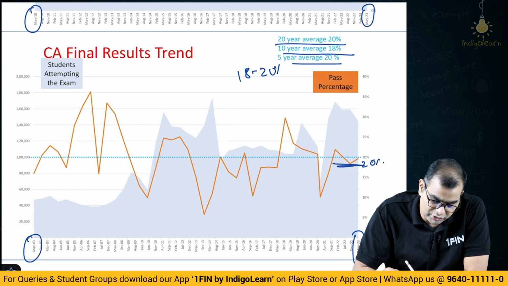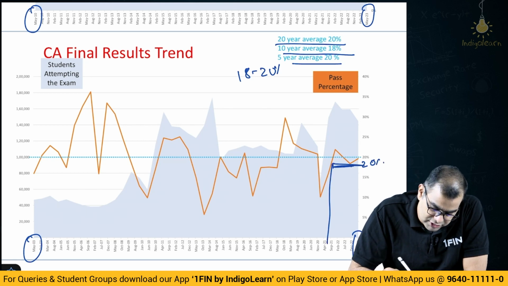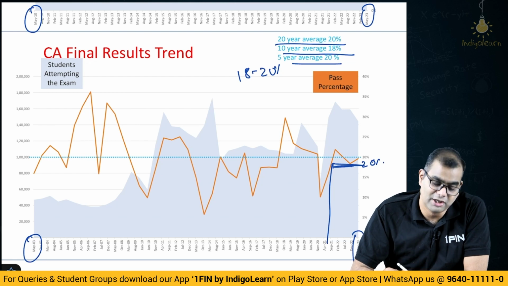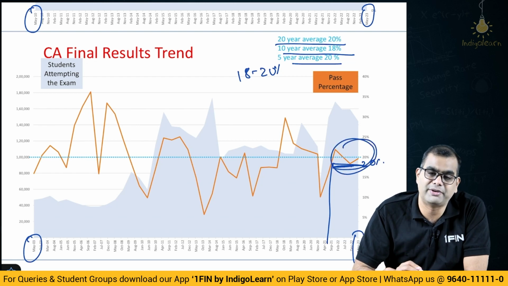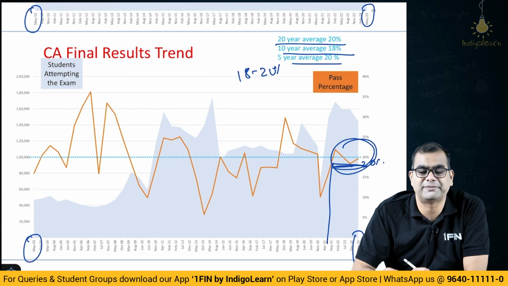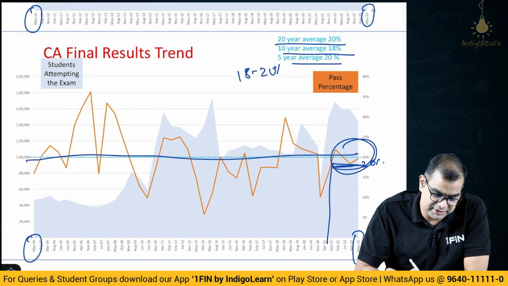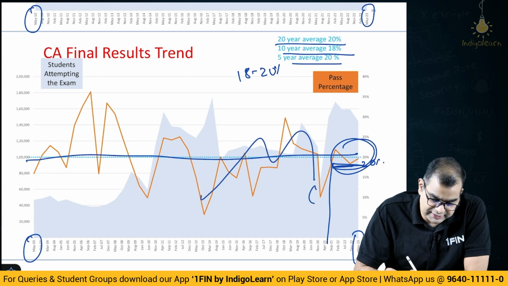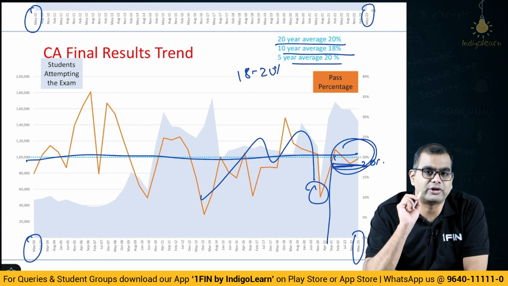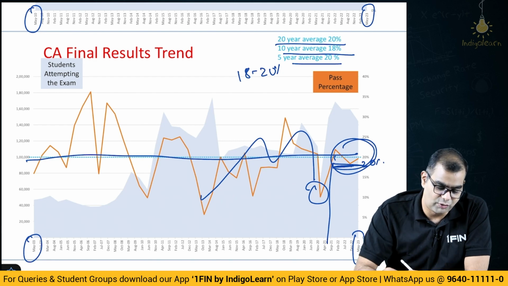And in the last 4 attempts from 20 onwards, this has been well above 20%. So, I think they have established this as a benchmark and they will remain at this 20%. Historically, the average has gone up and down. Again, COVID is an exception, but if you look subsequently, it is going to remain at 20% is my guess. So, what did we discuss?